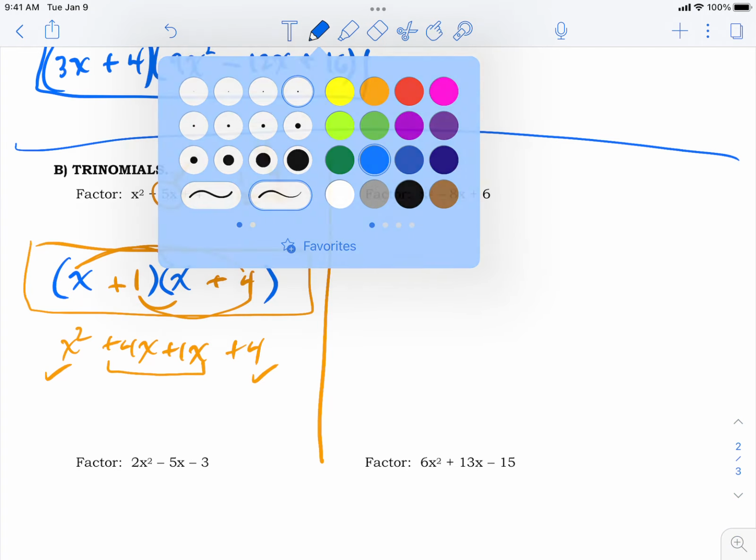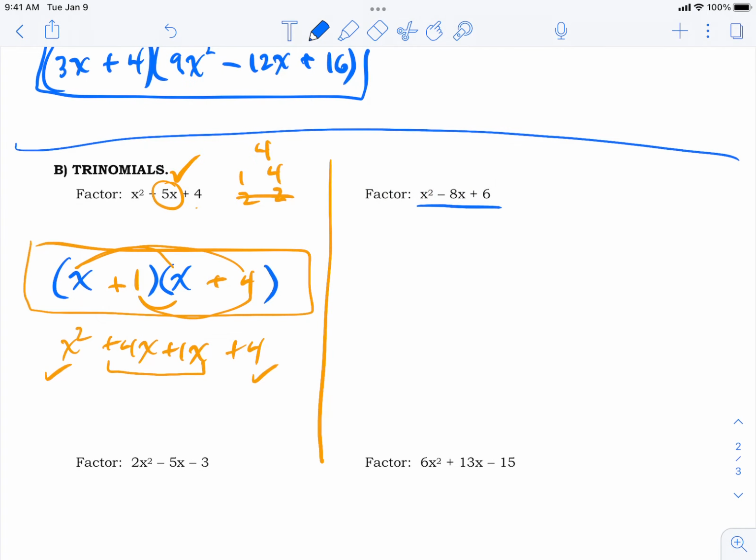Let's try this next one. I love it when they start with just x squared, because then I know that the thing I foiled, or my unfoiling, I guess, has to start with x times x. It has to. That's how you get x squared: you multiply x times x. So that's the good news.